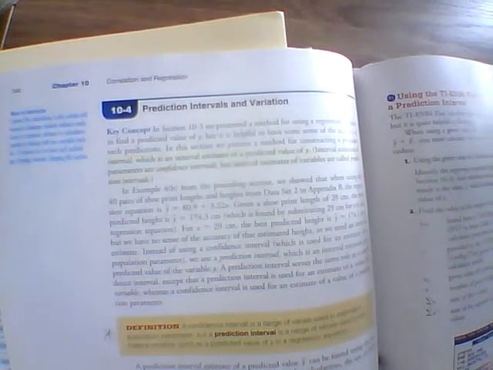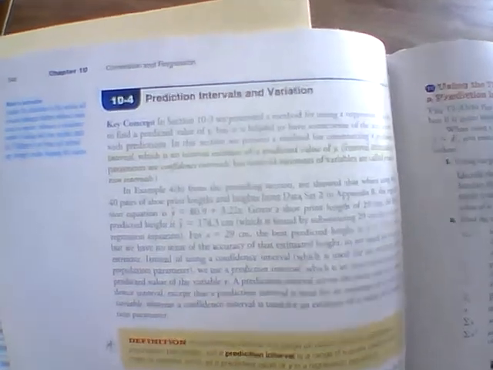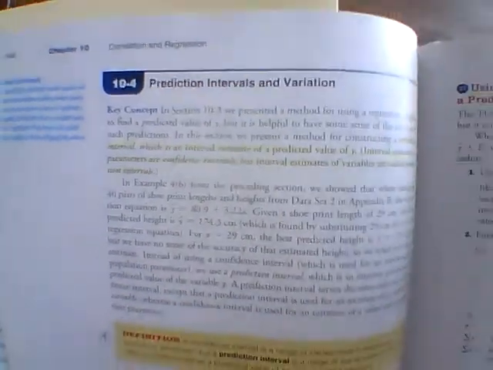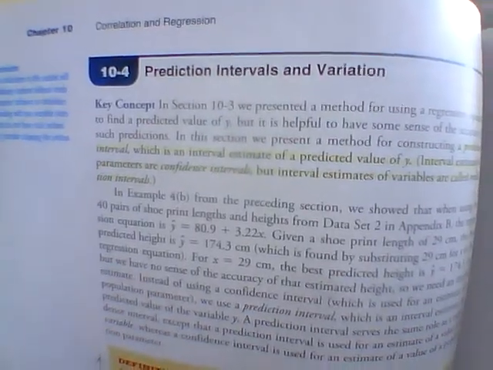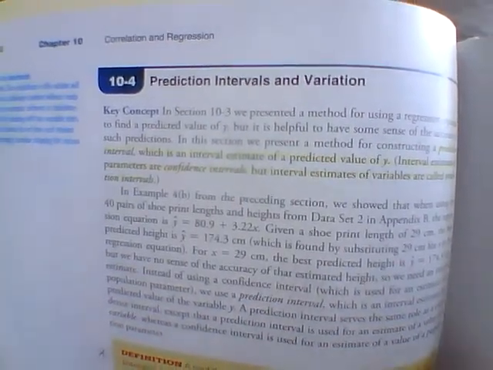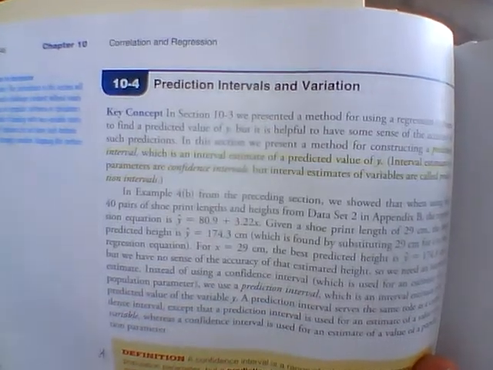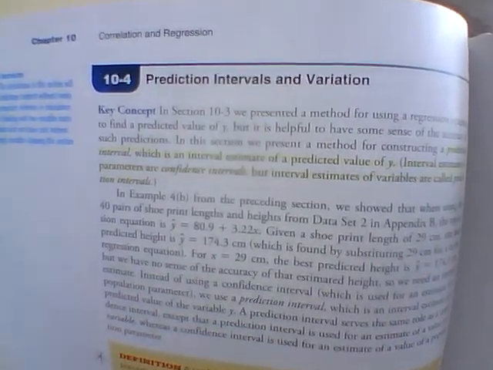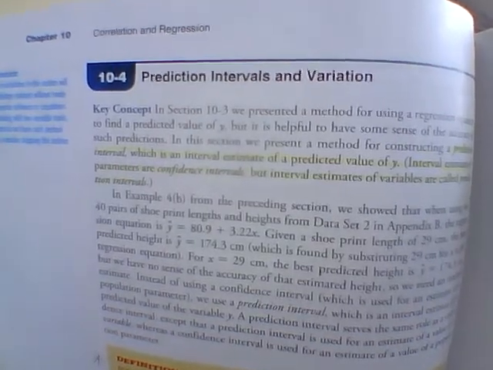Looking at section 10.4, talking about prediction intervals and variation. Okay, so a prediction interval is an interval estimate of a predicted value of y. Interval estimates of parameters are confidence intervals, but interval estimates of variables are called prediction intervals.